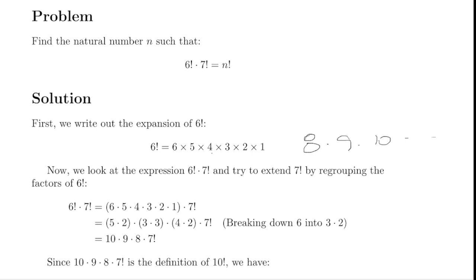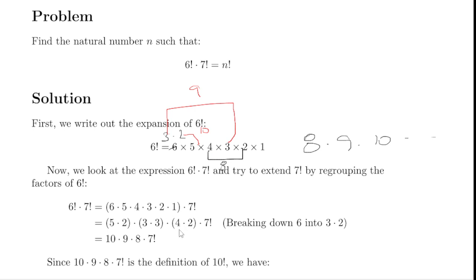So the way to do that is to group them correctly. If we group 4 and 2, that's going to give us 8. And then if we group 6, we're going to write it as 3 times 2. If we group 5 and 2, that's going to give us 10. And then 3 and 3 will give us 9. So we have 10, 9, and 8.